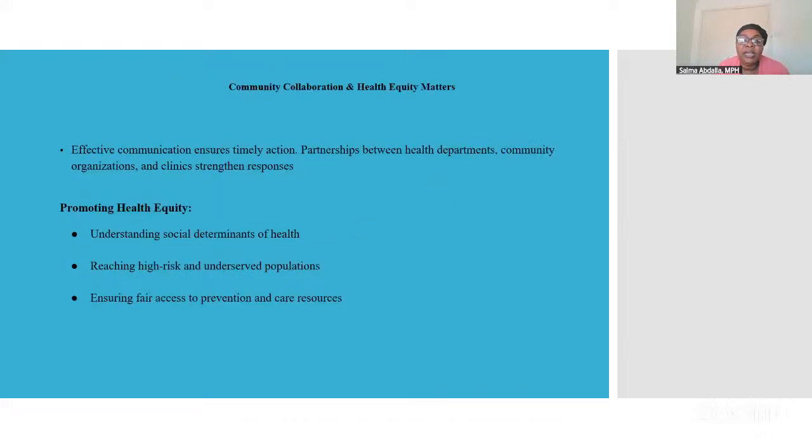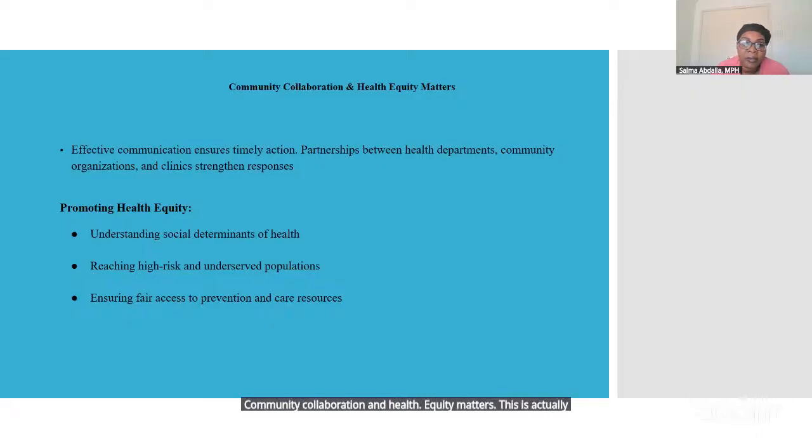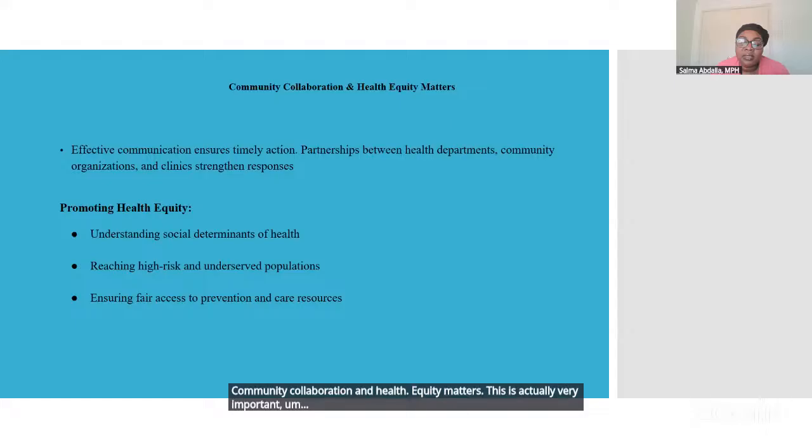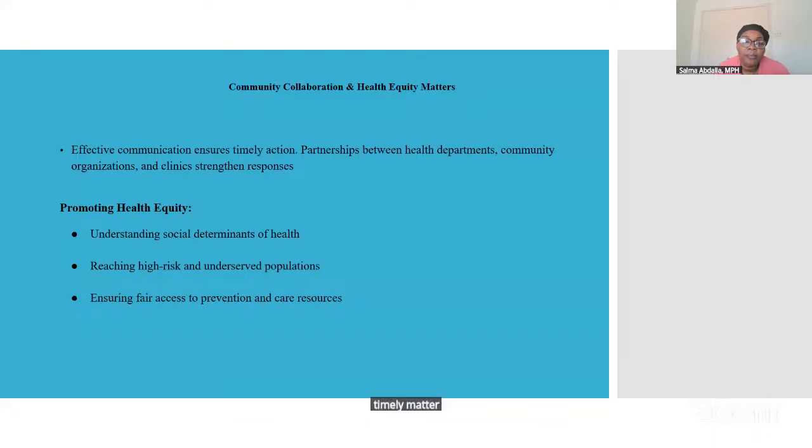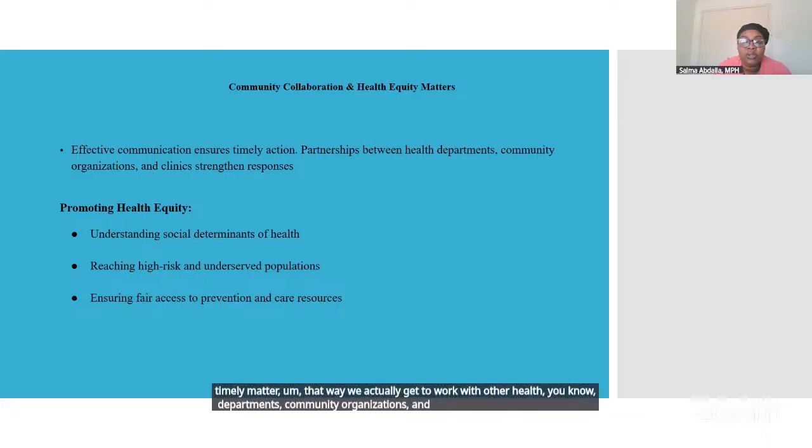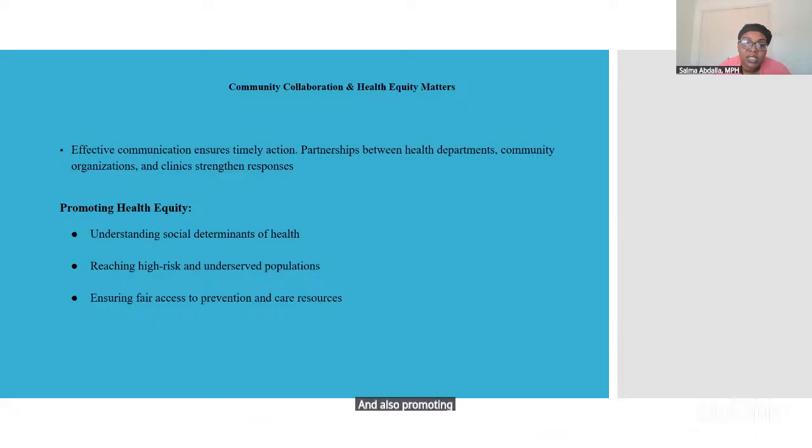Community collaboration and health equity matter. This is actually very important. It's something that's so vital to do. We have to have effective communication and make sure that we're working in a very timely manner. That way we actually get to work with other health departments, community organizations, and clinics, which strengthens responses. And also promoting health equity. This is just understanding, like I mentioned earlier, social determinants of health.